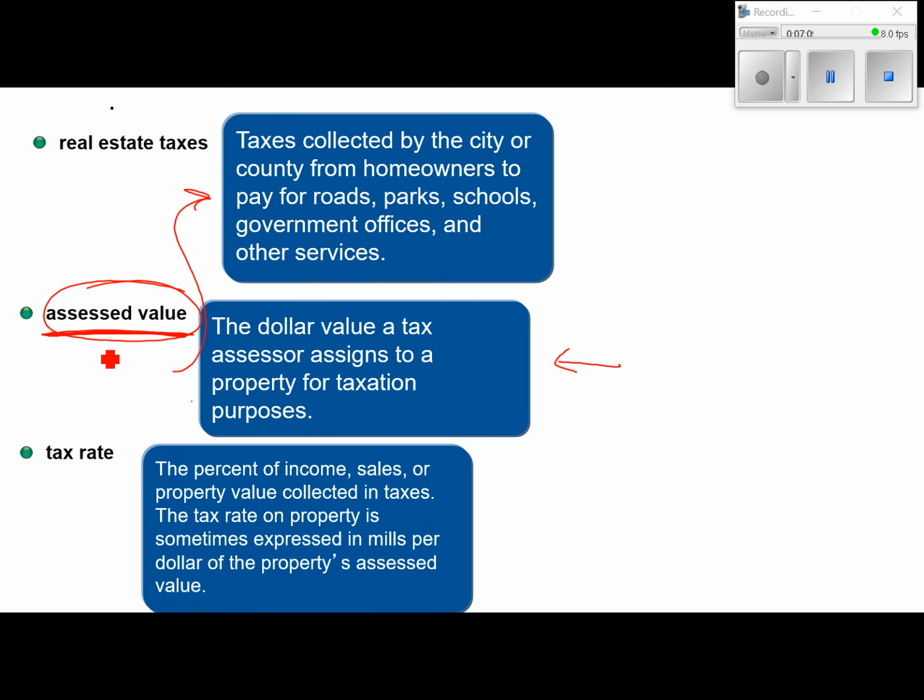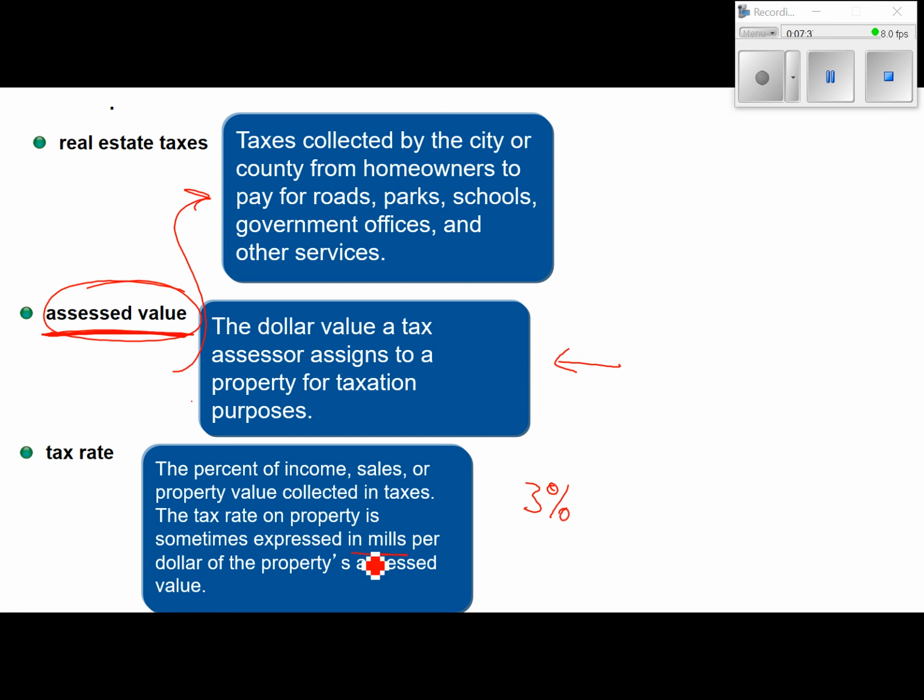Tax rate is the percent of income, sales, or property value collected in taxes. Here we're dealing with the property value. So they will have a certain set amount that they collect. It might be 3% or something, where Preble County is going to say, all right, if your house is worth this amount, our property tax is going to be 3% of that for you living in Preble County.